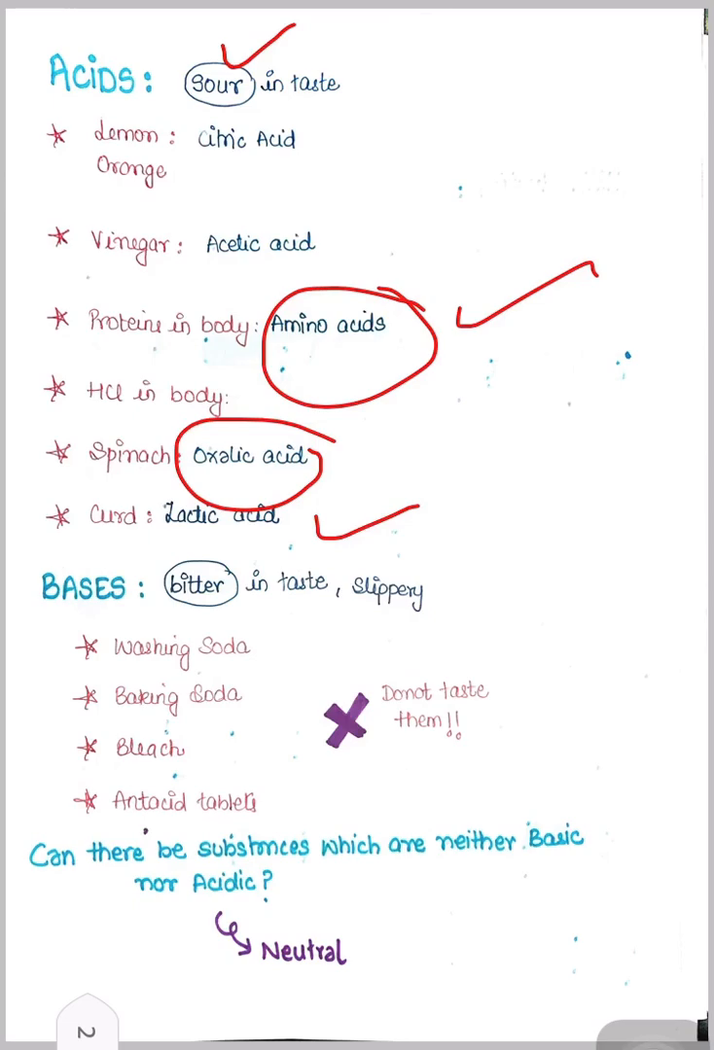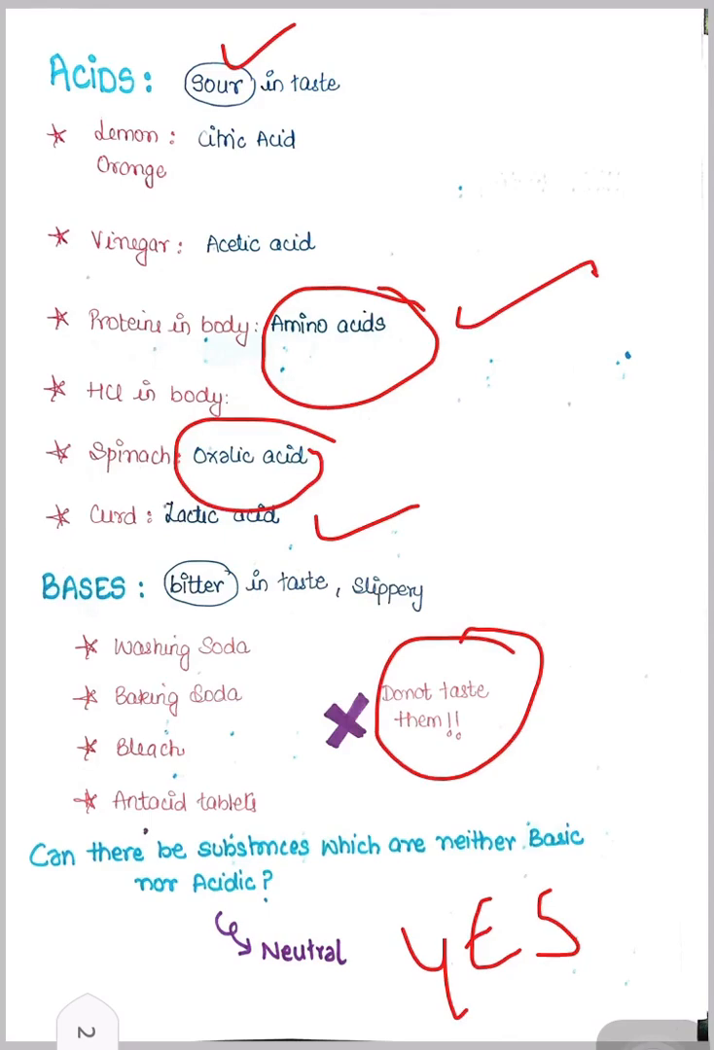Moving forward to bases, bases are bitter in taste and they are soapy to the touch, so they are quite slippery. Examples are washing soda, baking soda, bleach, and antacid tablets. But we can't taste them, so never try to taste substances and categorize them as acids or bases. Now the very important question: can there be substances which are neither basic nor acidic? The answer is yes. And they are what? Neutral substances. We will be learning about them in the further topics.